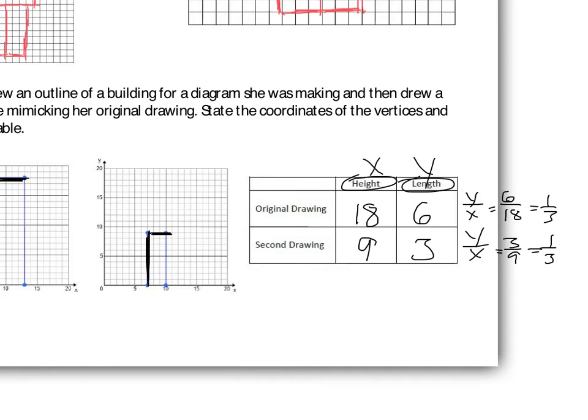Alright, so let's give you one problem to work on your own. Go ahead and flip over to your partner work time, and go ahead and complete that problem on your own.